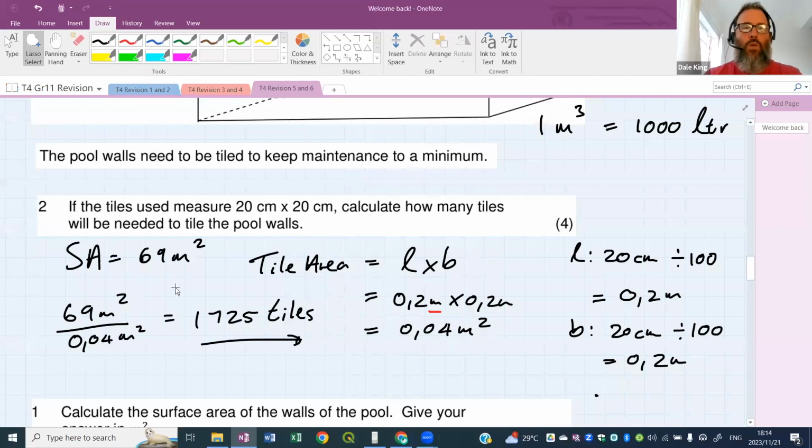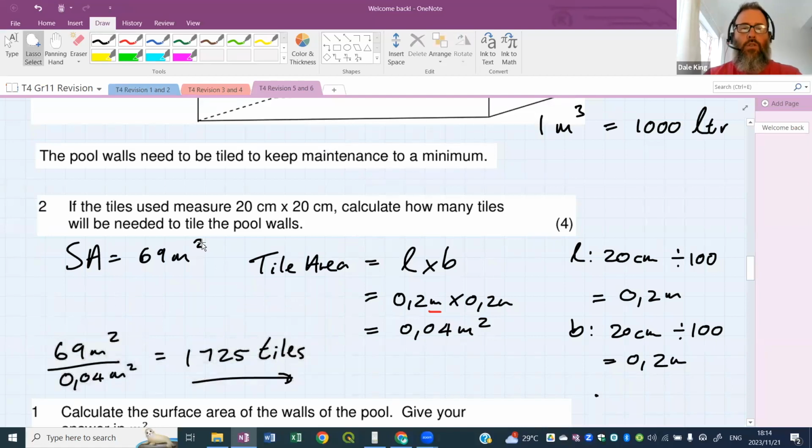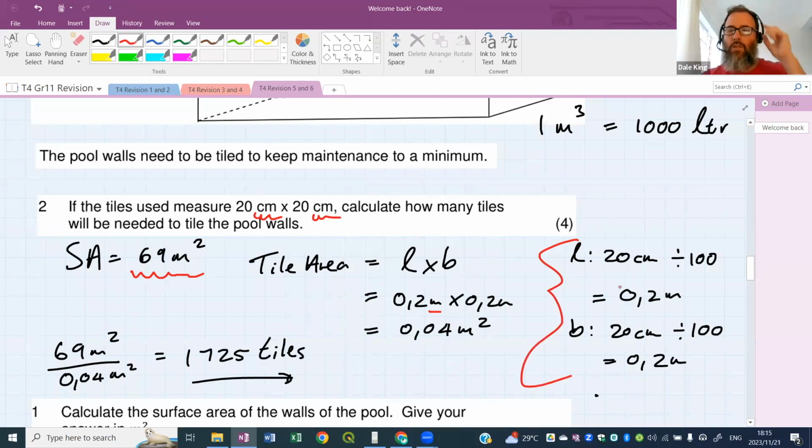So let's just go over this one more time. They want to know how many tiles we can put along the surface area of this pool. We know the surface area is 69 meters squared. We have an issue in that our tile dimensions are not in the same units. So we had to quickly convert our centimeters into meters, and then work out the area of one tile, which is 0.04. Then we can say this total surface area divided by the area of one tile will give us however many tiles we need.